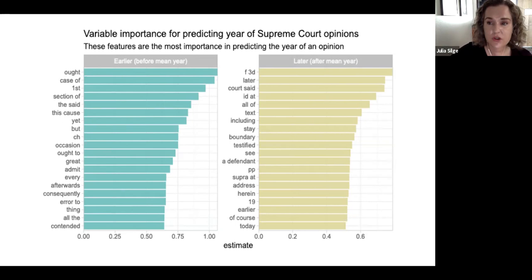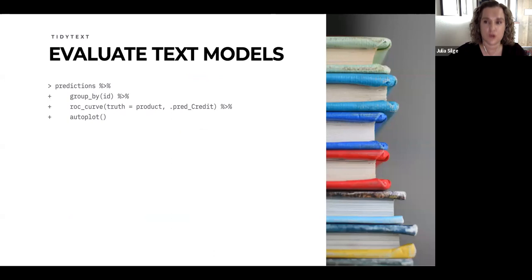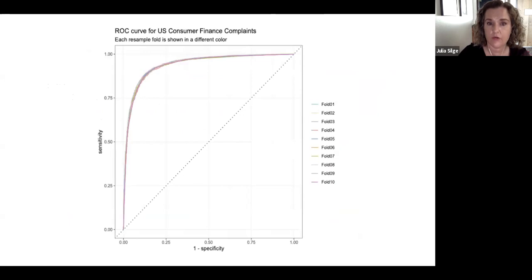And this is the kind of thing that we can get out of a predictive model from text. And of course, just like with any predictive model, we can compute metrics to understand how well the model is doing. Here is code to make an ROC curve, which will look like this. This is a classification model, one where we're predicting a label, like a yes or no label. We've got 10 resampling folds on this plot, so we can understand how much variation there is.